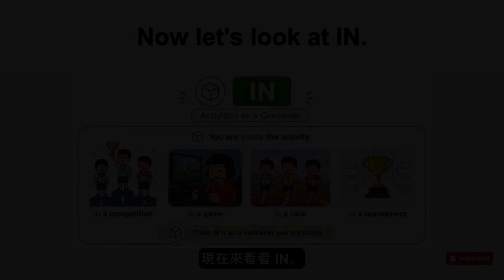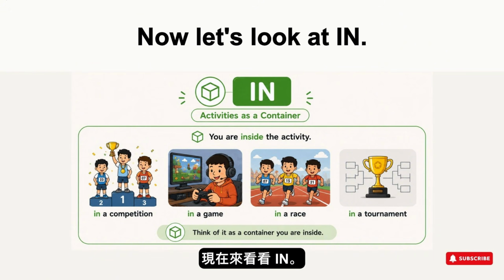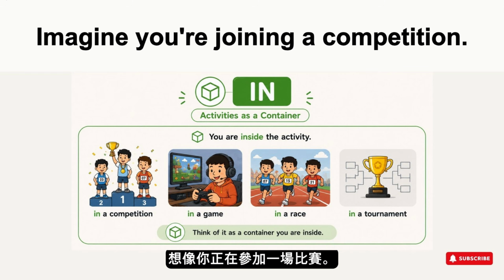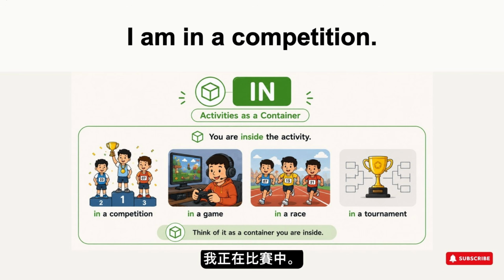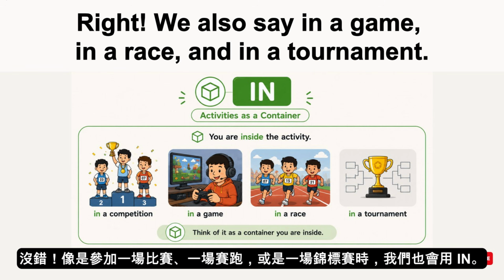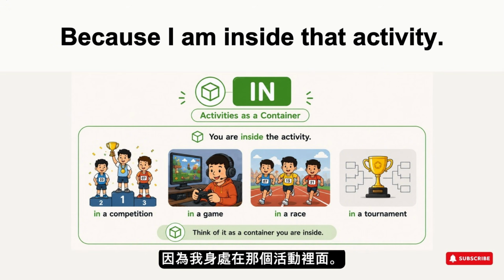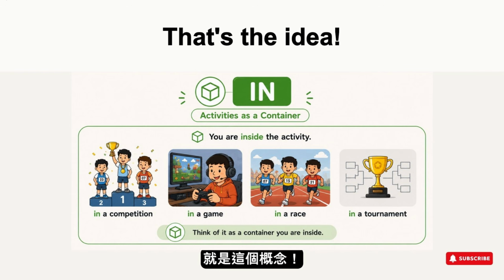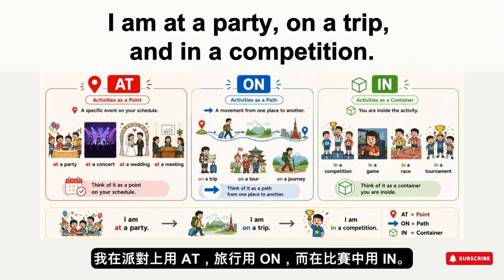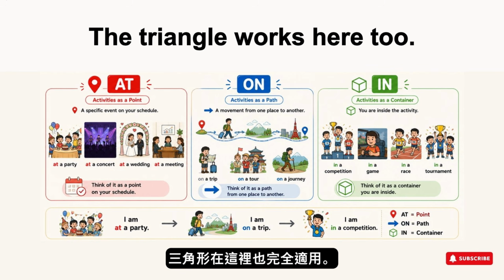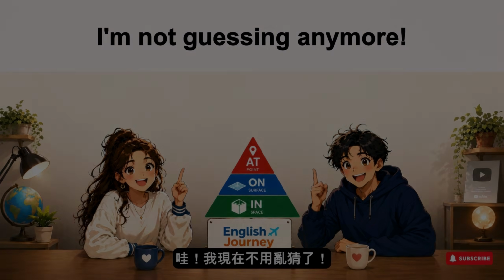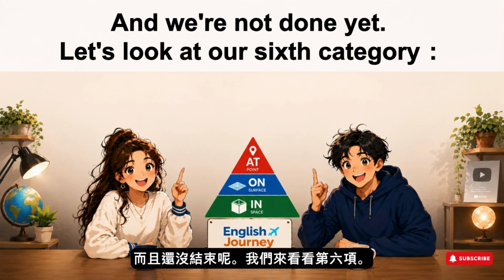You've got it. Now let's look at in. Imagine you're joining a competition. What would you say? I am in a competition. Right. We also say in a game, in a race, and in a tournament. Because I am inside that activity. That's the idea. Let me see if I understand. I am at a party, on a trip, and in a competition. Absolutely. The triangle works here too. I'm not guessing anymore. And we're not done yet.